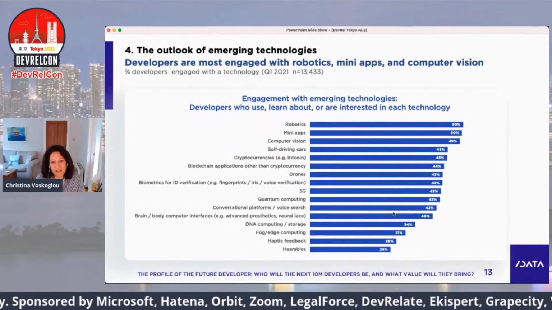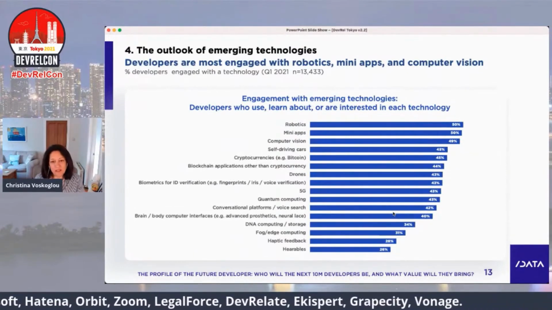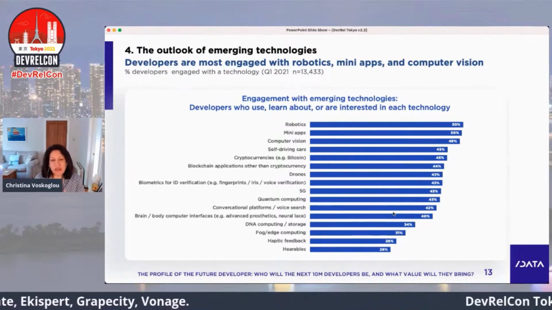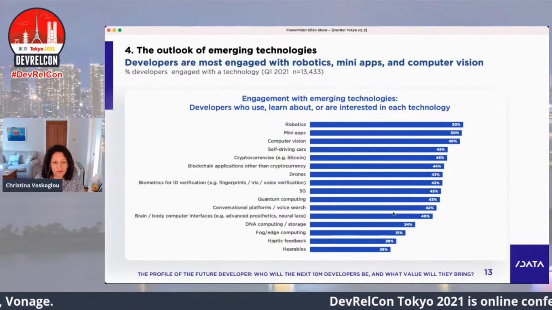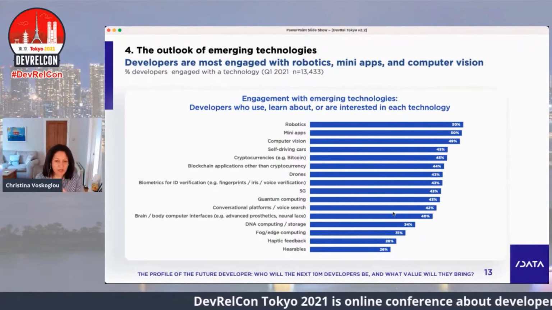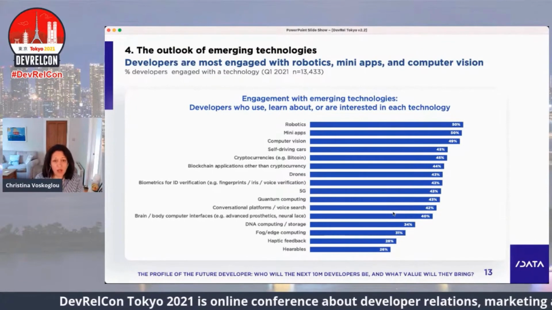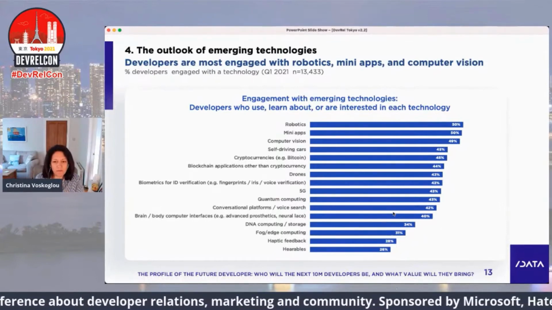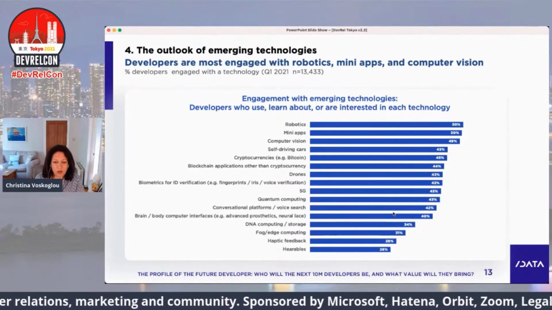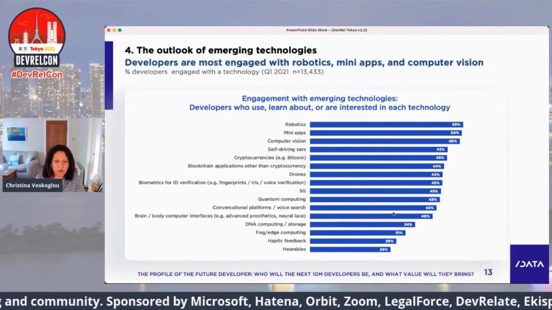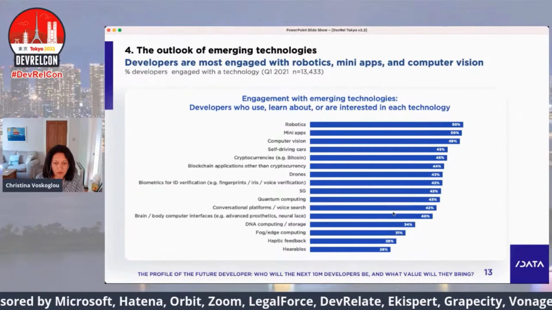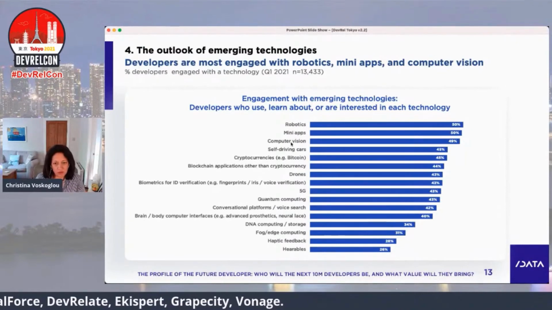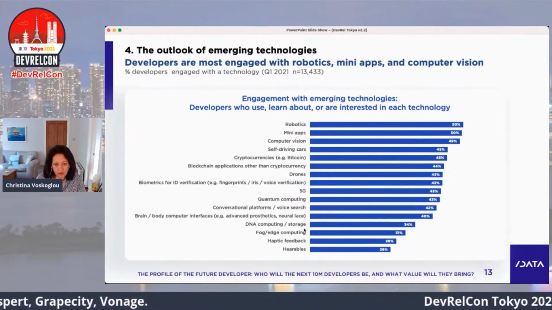Now, again, we're discussing the future developers. So as I said, we need to also take a look at what they will be working on. So on top of the mainstream technologies that we ask about in our survey, we also ask about emerging technologies. And what we ask developers is whether they use them, are learning about them, or are simply interested in them. And this is how it looks. This is the ranking of emerging technology with regards to engagement. So engaged is a developer who's either using, learning about, or interested in the technology. And you can see there are 3 technologies at the top sticking out: robotics, mini apps, and computer vision, followed by self-driving cars and others.